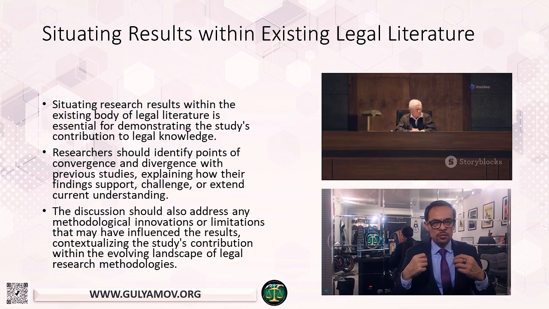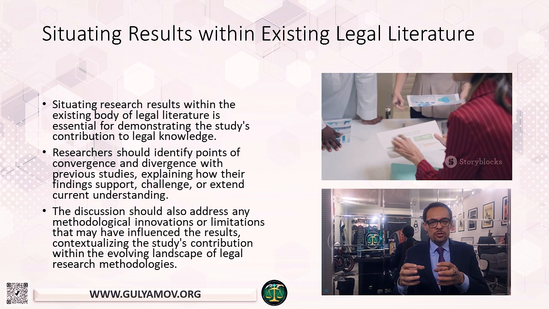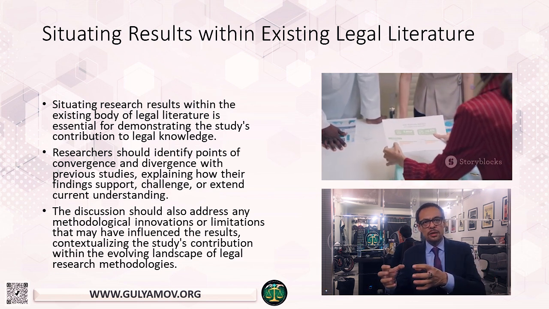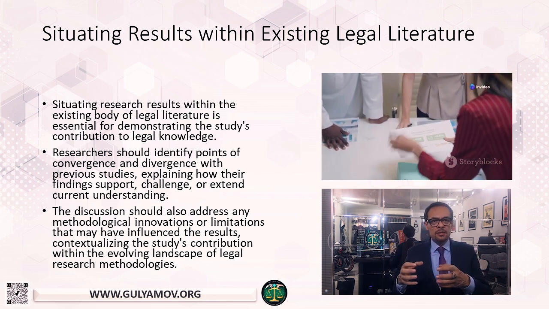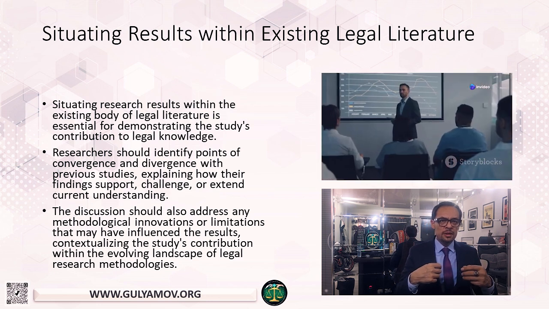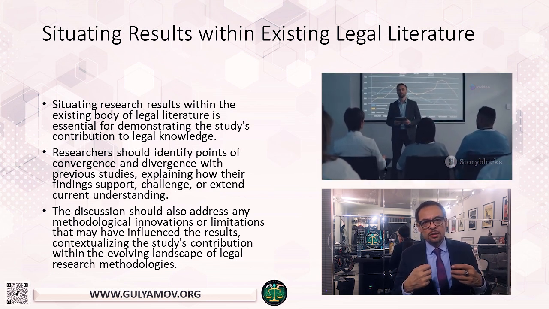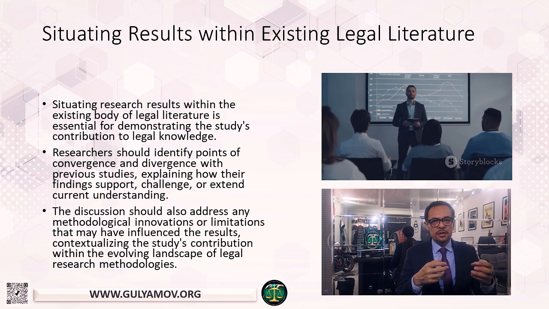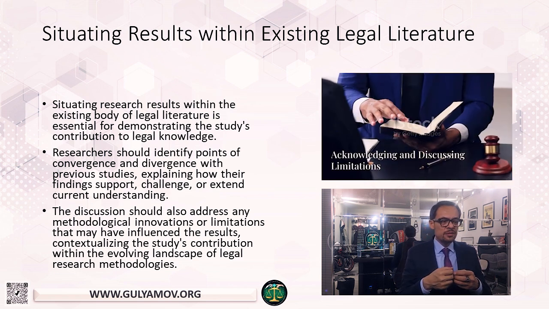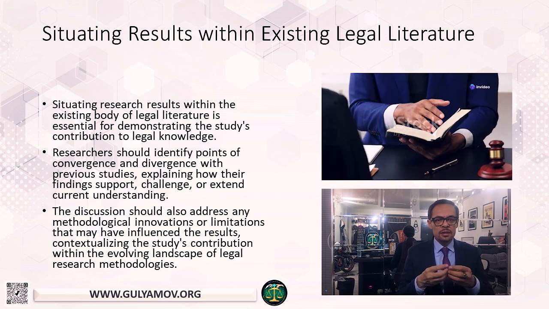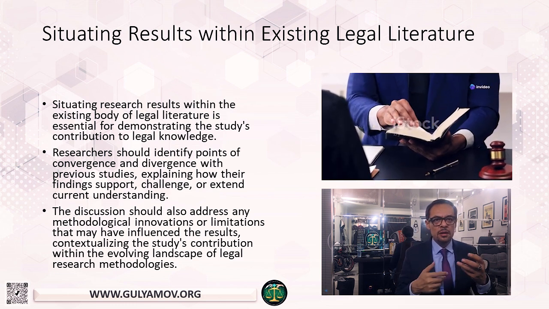Situating results within existing legal literature. Situating research results within the existing body of legal literature is essential for demonstrating the study's contribution to legal knowledge. Researchers should identify points of convergence and divergence with previous studies, explaining how their findings support, challenge, or extend current understanding. For example, a study on the effectiveness of restorative justice programs might compare its results with existing literature on recidivism rates and victim satisfaction, highlighting any novel insights or contradictions.